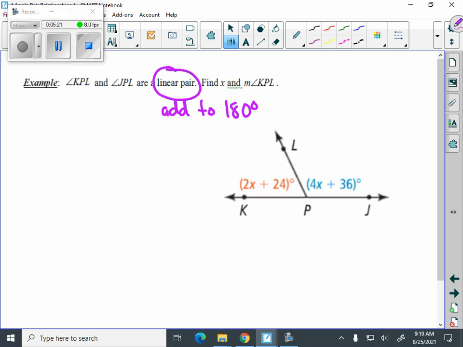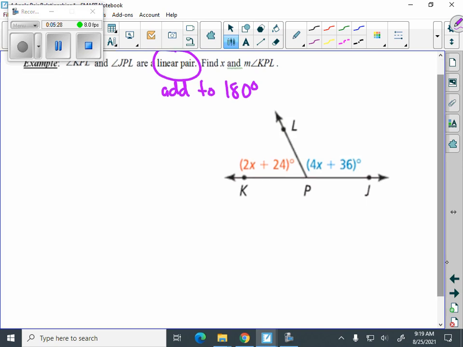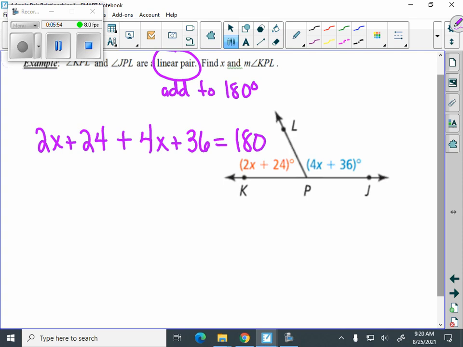So if we know the definition of linear pair, that can be helpful when setting up the problem algebraically. Because we want to find x, and then we want to find the measure of angle KPL. So we're going to take this value of 2x plus 24, and we're going to add it to our adjacent angle of 4x plus 36, the angle right beside it. And when we add those two angles together, we end up with 180 degrees.